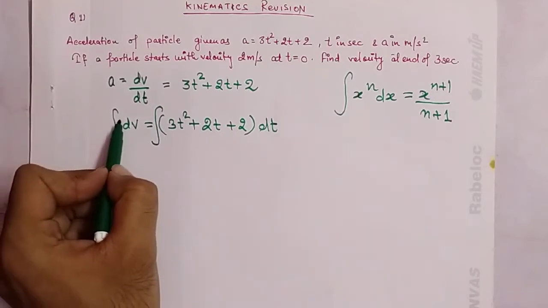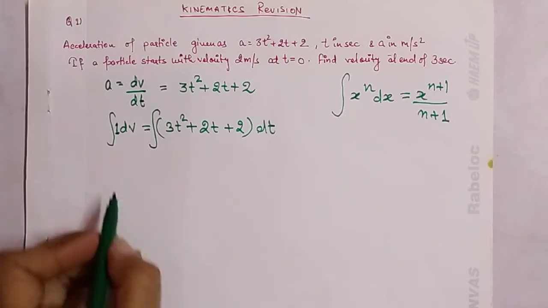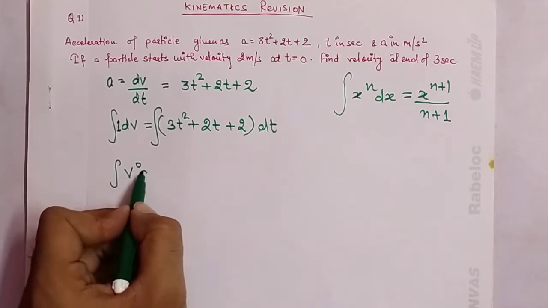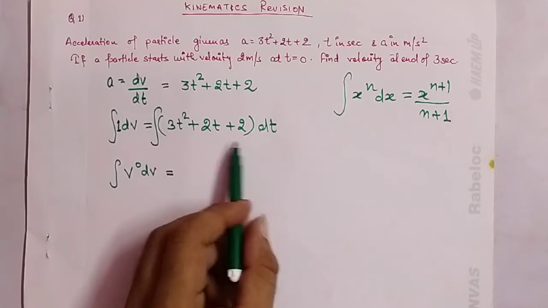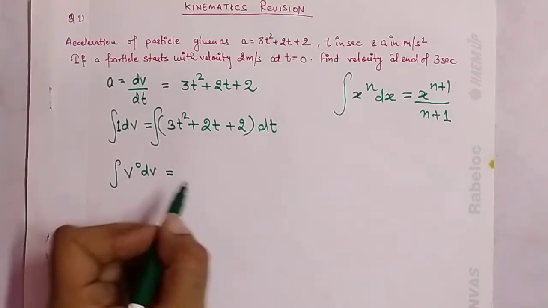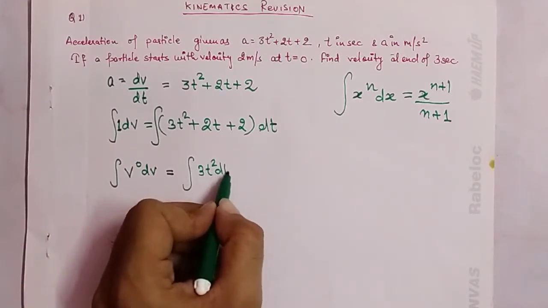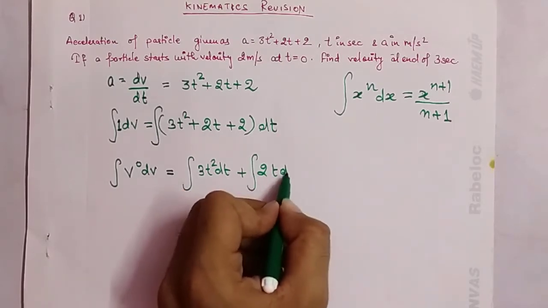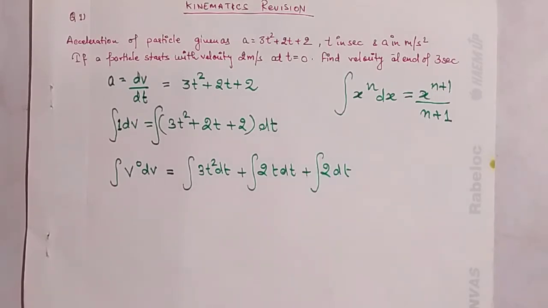Now here you can see I can write this dv as multiplied with 1. In the next step, I can write this as v to the power 0, dv. Now let's separate the integration with each of the algebraic terms. So it can be written as the integration of 3t² dt plus 2t dt plus 2 dt.